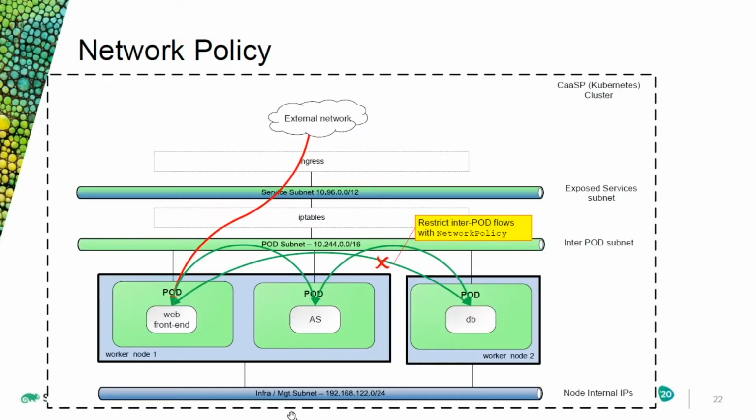In this picture, for example, you have an application which is 3-tiered with a web front end, an application server, and a database, where you want to restrict the accesses between the web front end and the database layer. In a similar manner, you would want to restrict the external network accesses only to your web front end and not directly to your application server or your database.